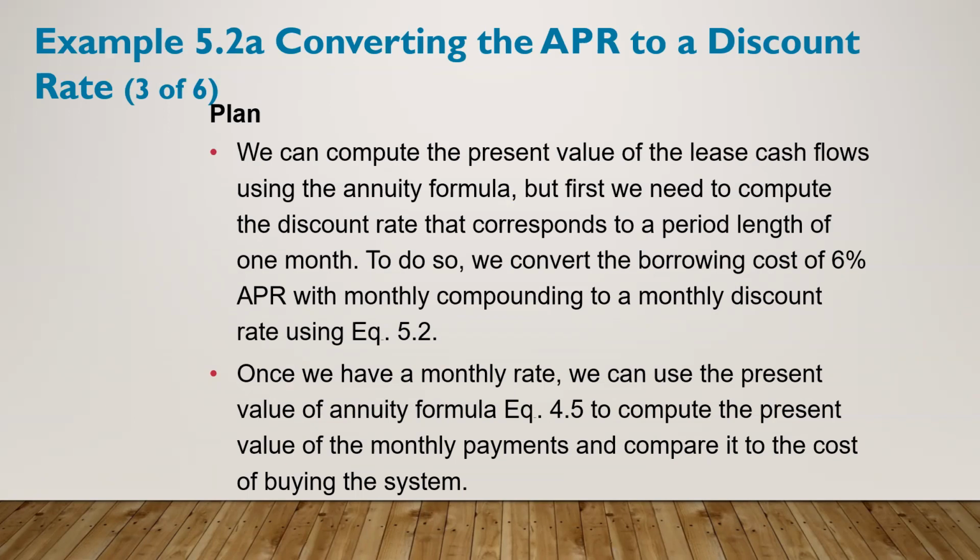To do so, we convert the borrowing cost of 6% APR with monthly compounding to a monthly discount rate using equation 5.2. Once we have a monthly rate, we can use the present value of annuity formula, 4.5, to compute the present value of the monthly payments and compare it to the cost of buying the system.